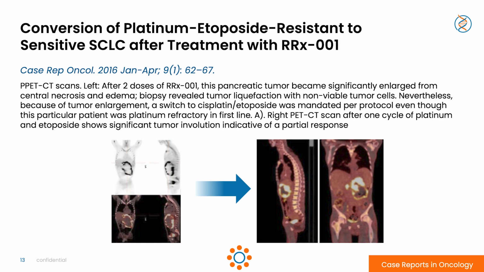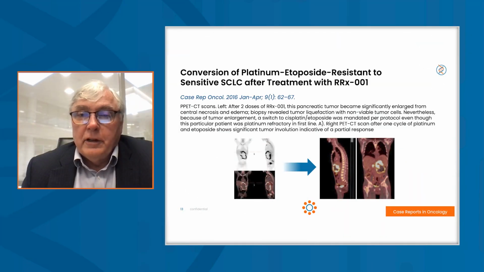There was a high-grade neuroendocrine patient with a pancreatic metastasis. This metastasis appeared to grow after only 2 doses of RX-01. And we must tell you, this case initially scared us.